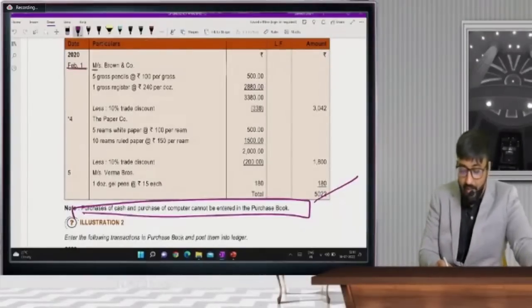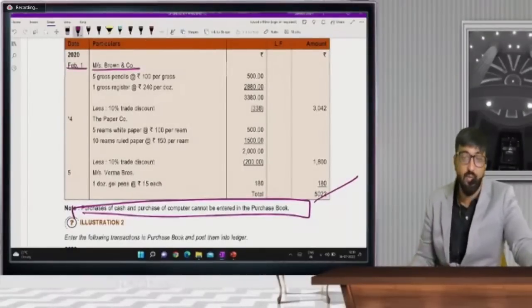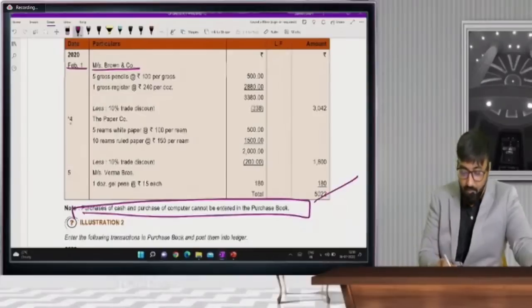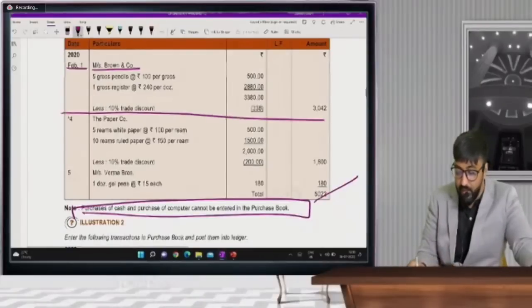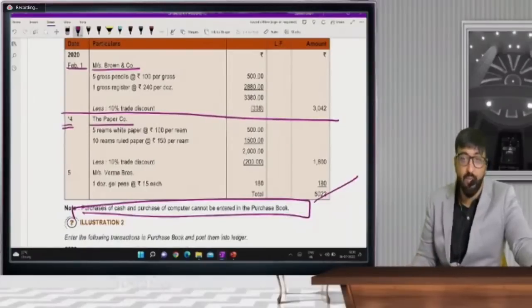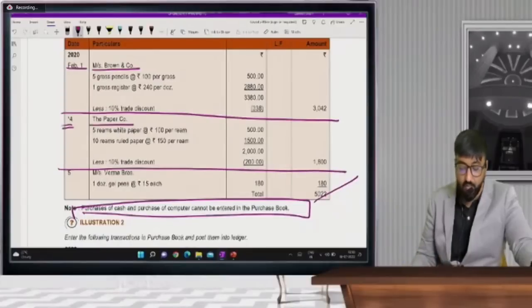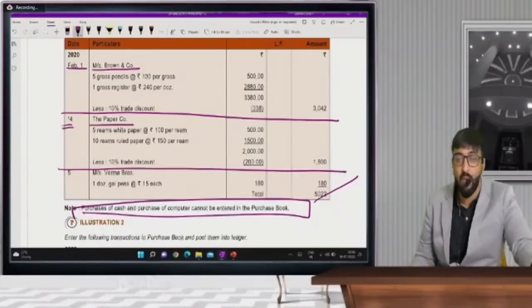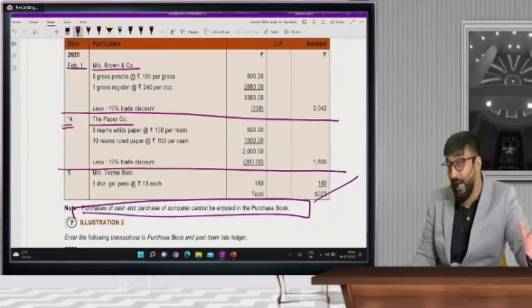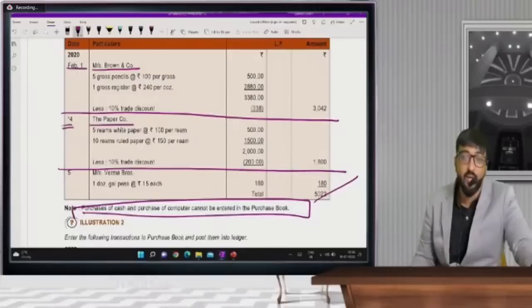So party name, and in this way. Party name, one line you will skip, leave. After that, date, the paper company, underline the paper company. And after this, fourth date's transaction, one line leave and write Verma Brothers. Wherever I have drawn lines, you have to leave one line after every date.